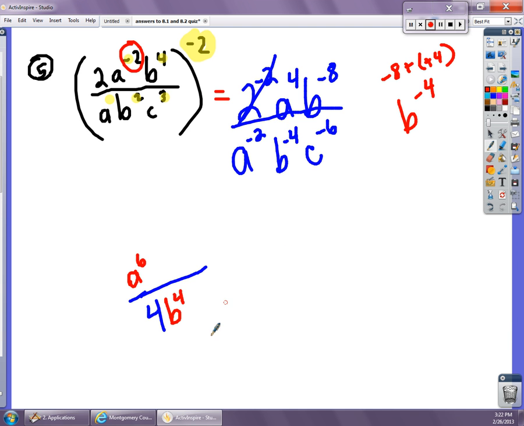And the c to the -6th has nothing to divide, but it's at the bottom, so you're going to go ahead and bring it to the top as c to the 6th. And there's your final answer.